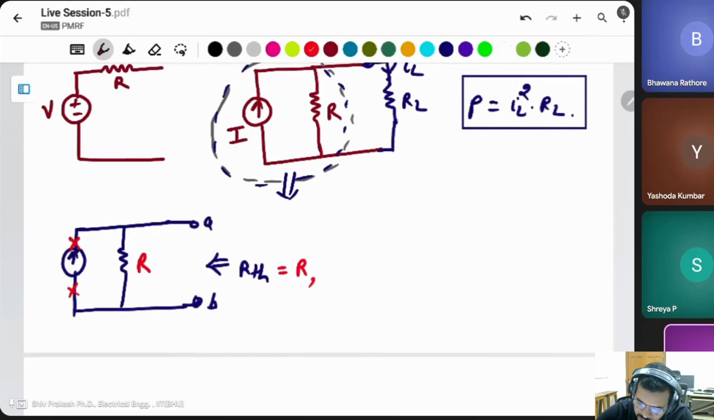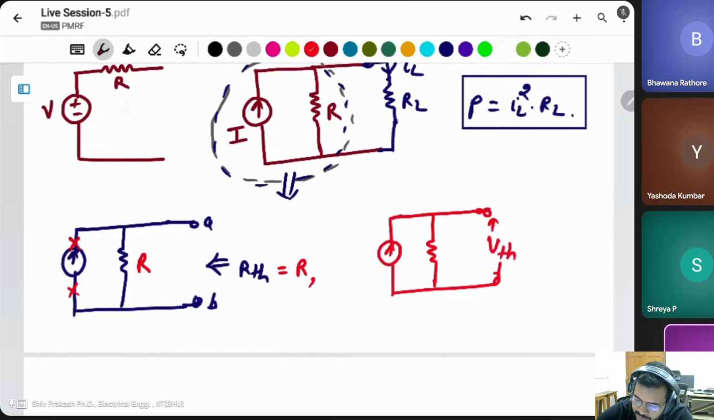Same thing, if you want to find VTH, the open circuit voltage at this terminal is the VTH. Current I is flowing through the resistor. Since there is an open circuit, current is not flowing through it, it is 0. All the current is flowing through the resistor only. The voltage of this resistor is I into R. Then simply you can say VTH is equal to I into R.